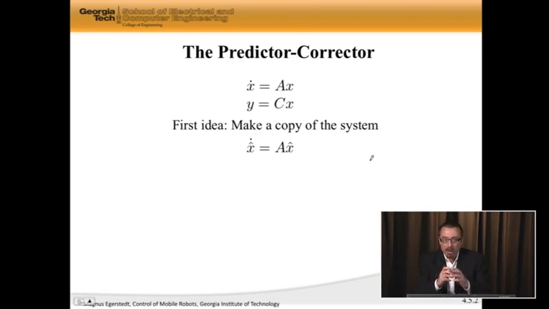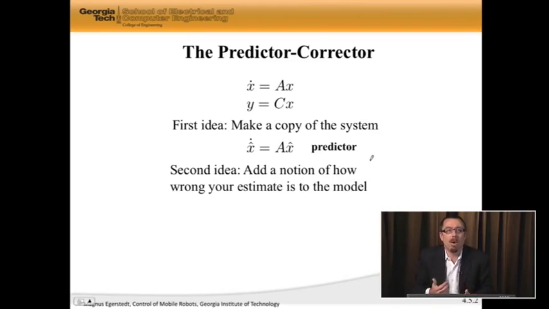So I'm going to have x hat dot is equal to A x hat. So my estimate is going to evolve according to the same dynamics as my actual state. And this is known as the predictor, which allows me to predict what my estimate should be doing. But that's not enough. What I'm going to do now is add some kind of notion of how wrong or right the estimate is to the model. One thing to note is the actual output is y. The output I would have had if the state was x hat is C times x hat. So I'm going to compare y to C times x hat.